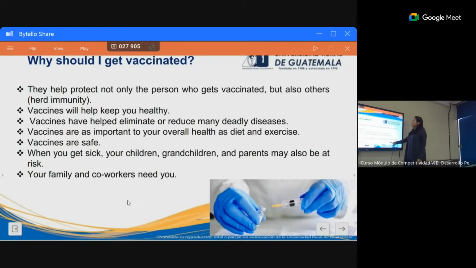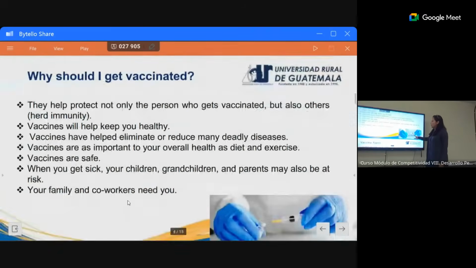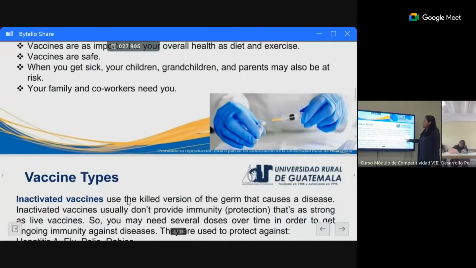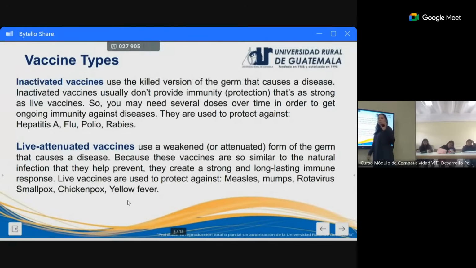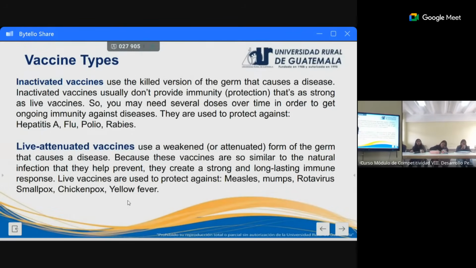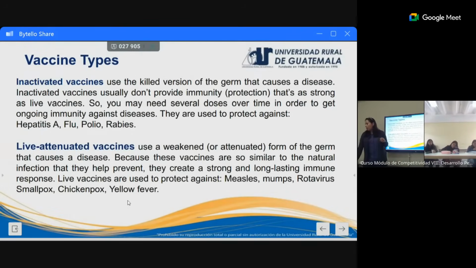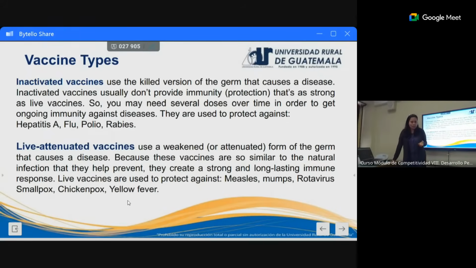Okay. So it says, why should I get vaccinated? Now we're going to talk about the vaccine types. Here we're going to have just a general concept or terms on vaccine types. So as I told you before, if you already know a little bit about medicine, or you're a nurse or a professional in health, you will really understand these vaccine types.